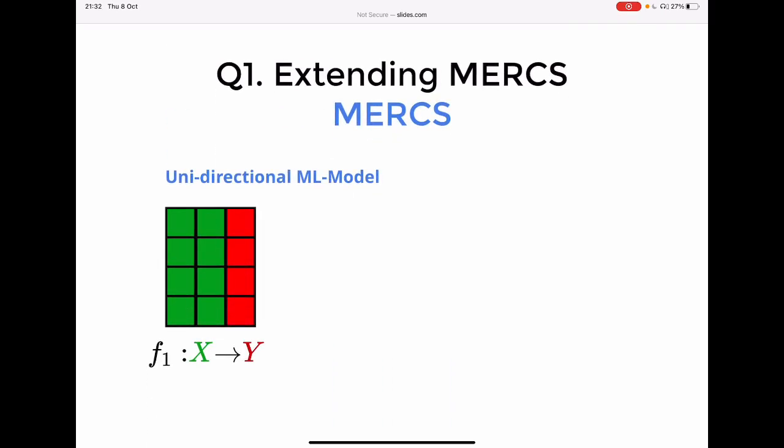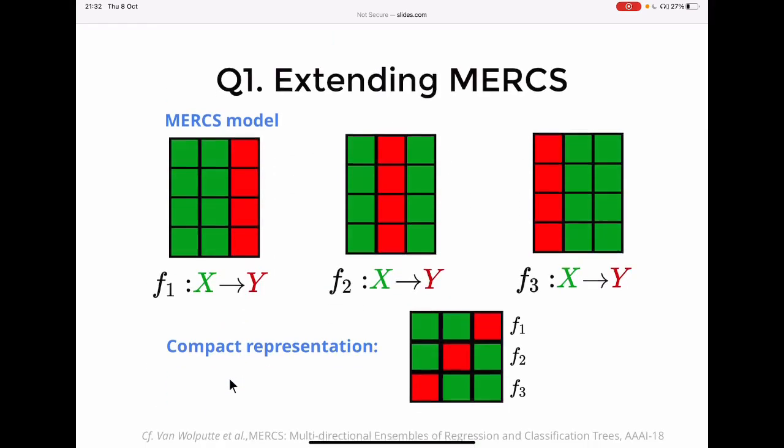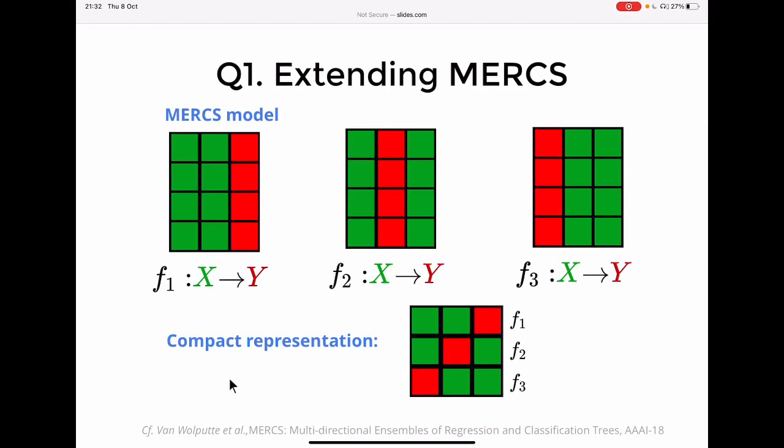First, I should tell you what a MERCS model is. So if this is a classical unidirectional machine learning model, and from the first two columns predict the third one, a multi-directional model, such as MERCS, looks like this. And the key thing is that for each attribute of your dataset, there's at least one component model of the ensemble that predicts exactly that attribute. And concretely, MERCS uses decision trees. So in this case, you have 3 decision trees. Decision tree 1 predicts the last column, decision tree 3 predicts the first column, decision tree 2 predicts the second column. And in a more compact representation, it looks like this, where each row basically depicts the prediction task that this decision tree was trained for.